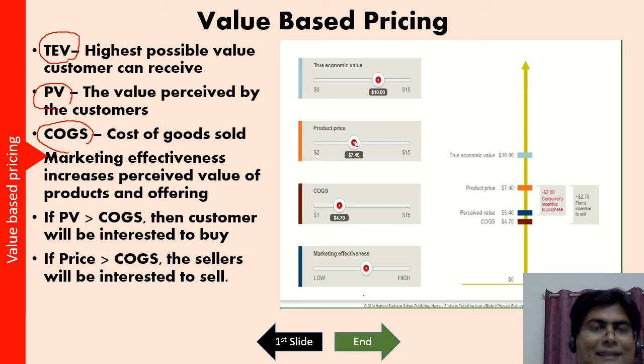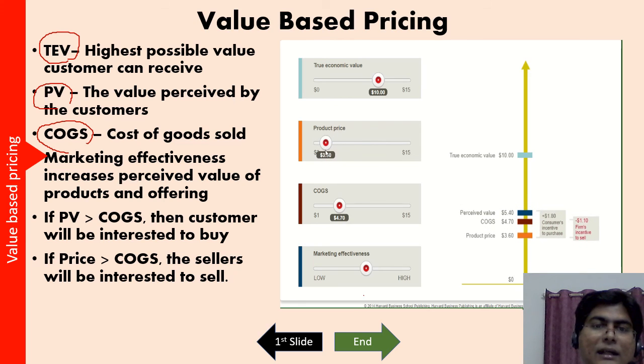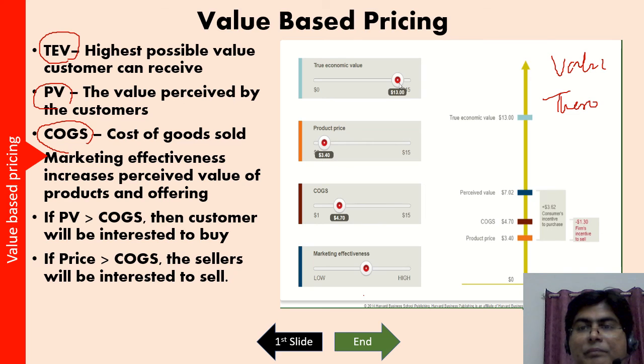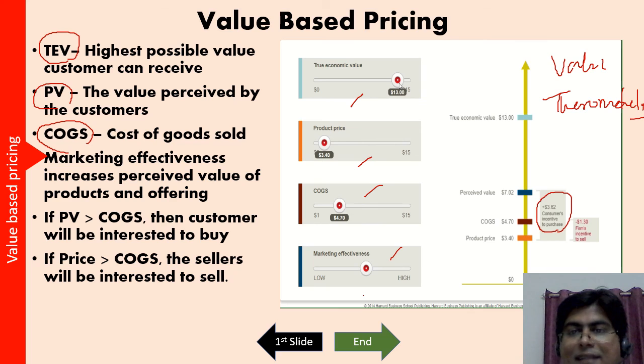Now, what happens if your perceived value is greater than the price? Then the consumer will be incentivized to buy this product, and if not, they will feel it's not worth the price, so let's not buy it. And vice versa, if your price is greater than the cost of goods sold, in that case sellers will be very interested in the sale. So you can see this is the value thermometer. If we change one of these, let's say economic value, product price, perceived value, COGS, or marketing effectiveness, the thermometer will change. And here the incentives of buyers and sellers are mentioned.